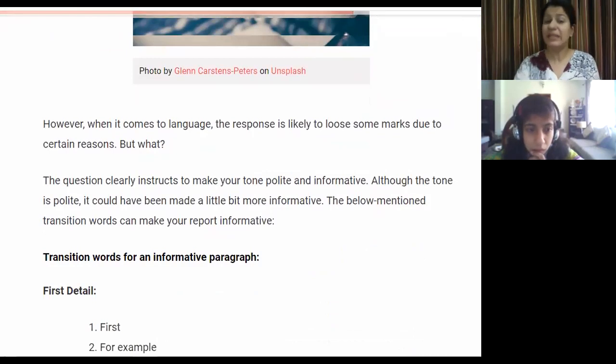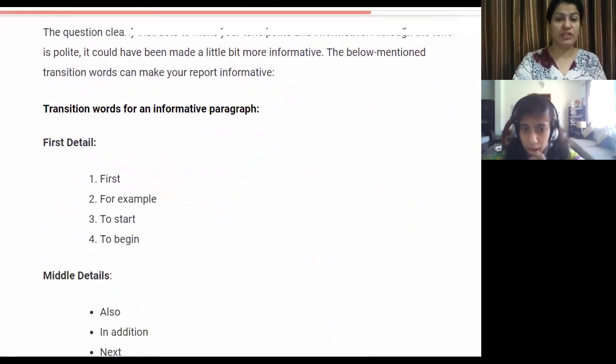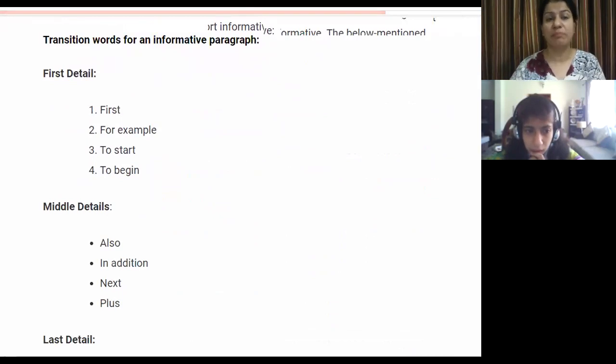However, when it comes to language, the response is likely to lose marks due to certain reasons. But what are these reasons? The question clearly instructs to make your tone polite and informative. Although the tone is polite, it could have been a little bit more informative. The below mentioned transition words can make your report informative. Transition words for an informative paragraph.